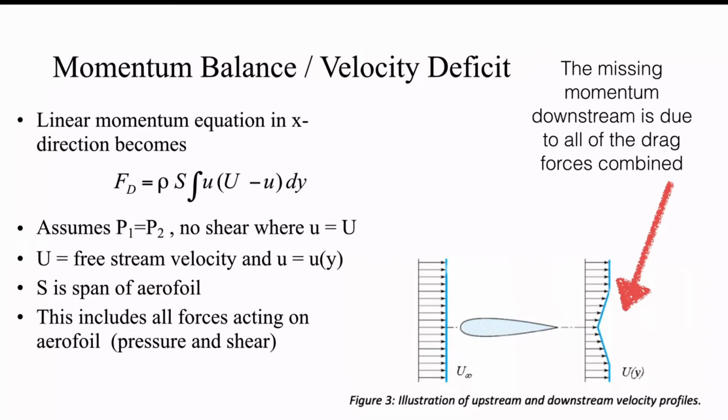It assumes that the pressure at 1 and the pressure at 2 are the same, and that there's no shear in the outer flow region out here where the boundary layer doesn't reach and the wake doesn't reach. Those are both good assumptions for an airfoil in an open flow in the open air. S is the span of the airfoil because the force depends on the pressure over an area, which is the length in this direction and the span in the spanwise direction. So that will allow us to get the total drag.